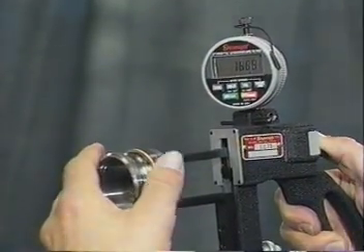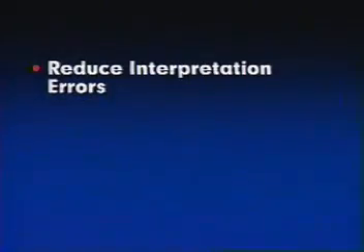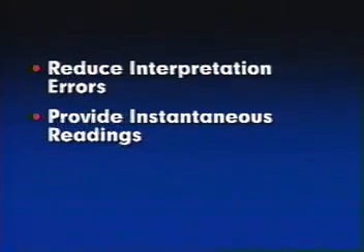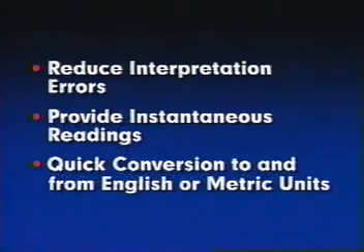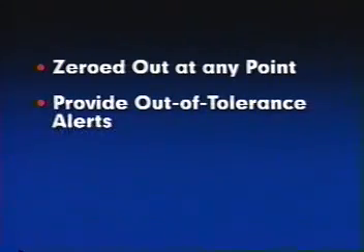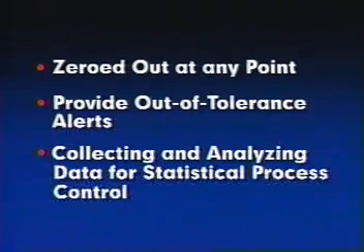Electronic digital readout tools reduce interpretation errors that may occur when a graduated scale or a dial indicator is read. They provide instantaneous readings. They have quick conversion to and from English or metric units. They can be zeroed out at any point, provide out-of-tolerance alerts, and can be used for collecting and analyzing data for statistical process control.